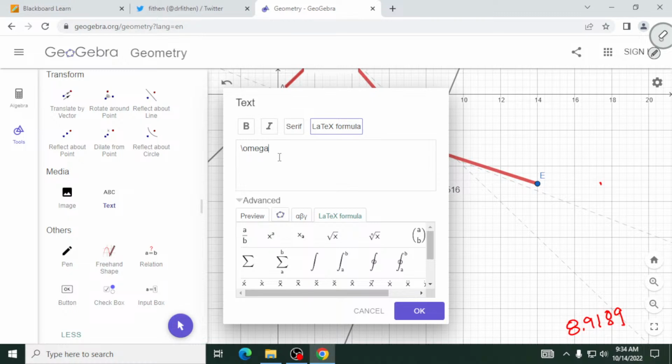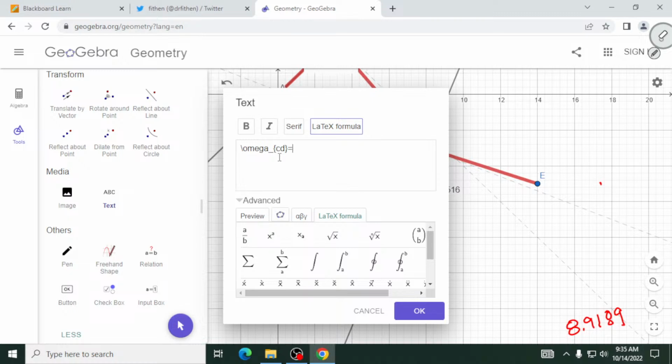Omega. What was that? Was that BC? What was that? I don't want to make the thing go away, so I'm going to look at my picture here on the screen. It was omega D CD. Okay.